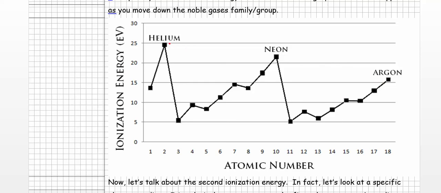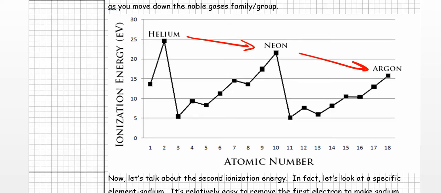But let's look at the trend just in terms of the noble gases. Helium versus neon versus argon. As you move down that family or group, the ionization energy is going to decrease. All right, the ionization energy decreases as you move down a family or a group.